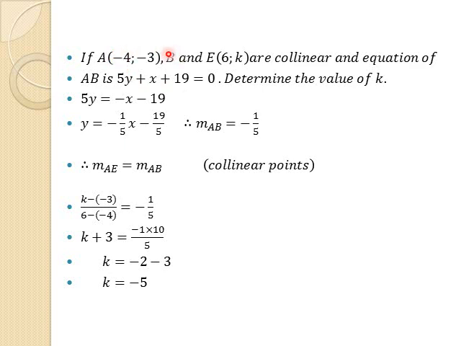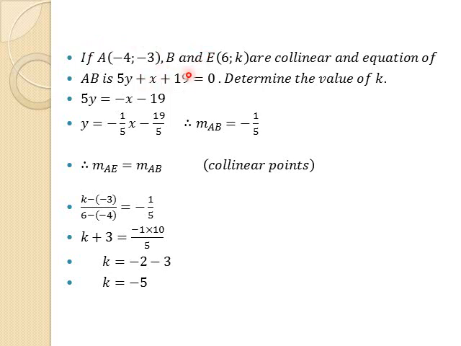Why do I want the gradient? The word says collinear. So gradient of AB must equal gradient BE, or gradient AB must equal gradient AE, because collinear means they are on the same line.